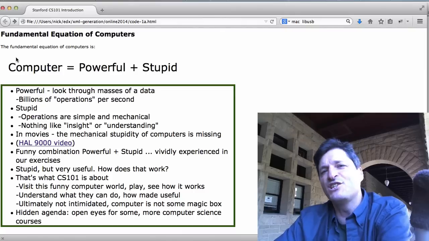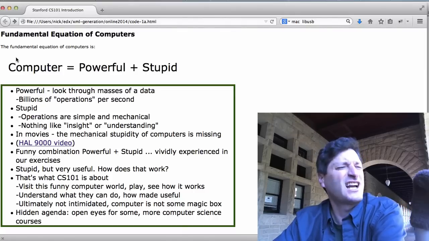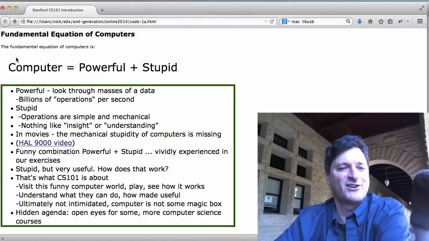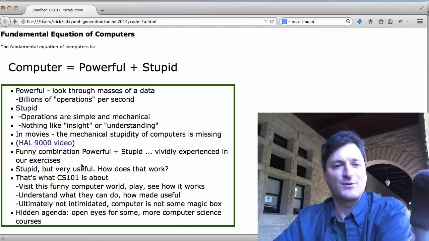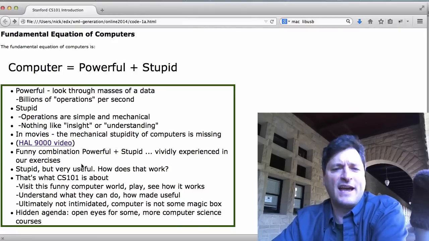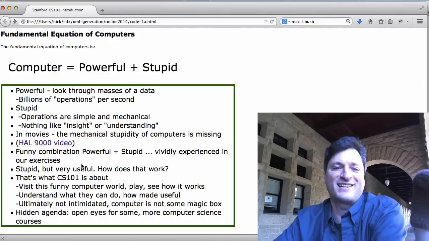I'll just mention in movies, computers are never shown as mechanical, right? It's always essentially a human character that has emotions and gets mad or whatever. And here I have a link to the famous HAL 9000 video segment that represents that. So we've got this funny combination, powerful and stupid. And it will come through very clearly in later sections when we start playing with computer code a little bit. You will get a vivid sense for that combination.